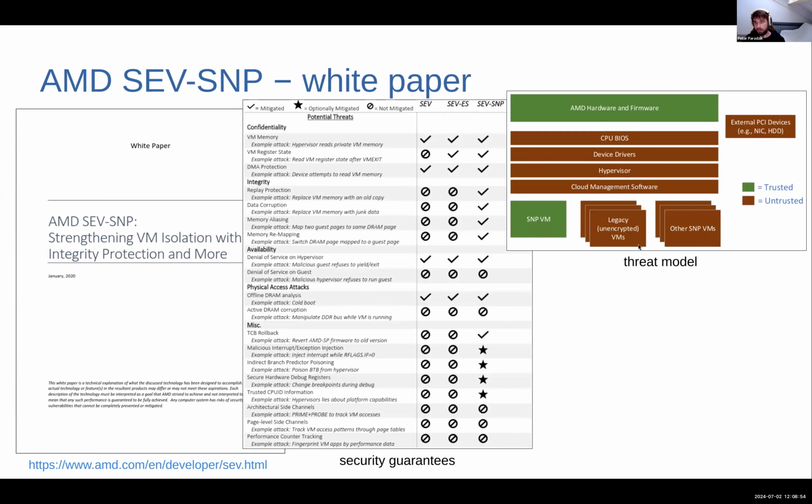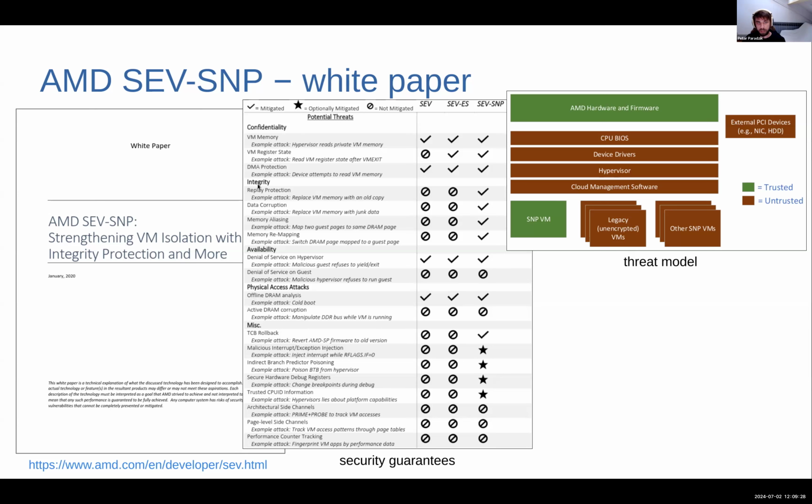Regarding this threat model, from the point of view of a guest owner, the only trusted components are his or her SNP protected VM and AMD firmware that's running on the AMD security processor. All other components, including the hypervisor and also other SNP protected VMs, are treated as untrusted. And regarding these security guarantees, you can find integrity guarantees in this list.